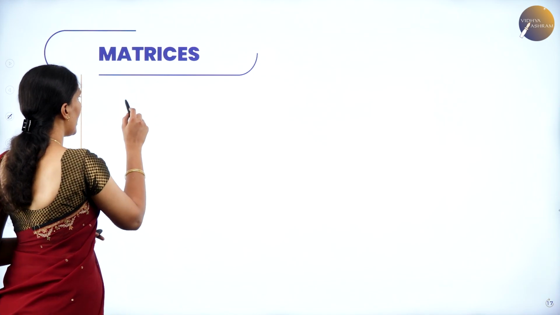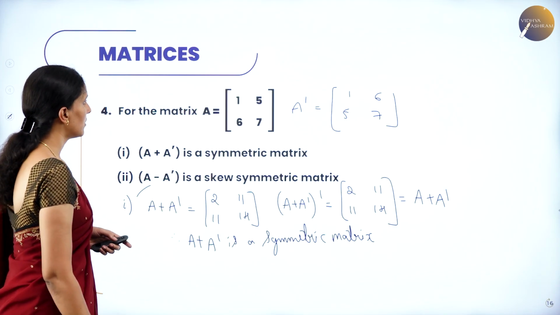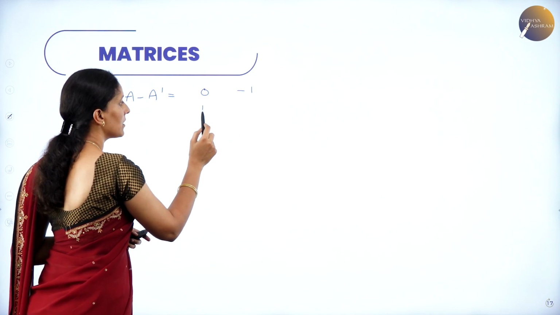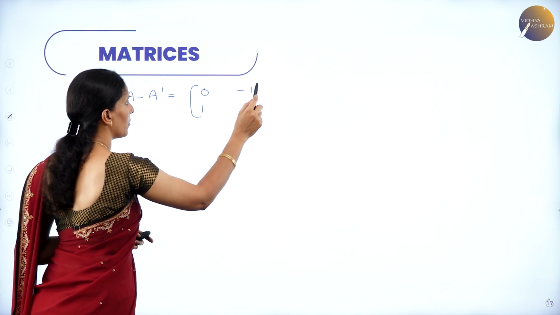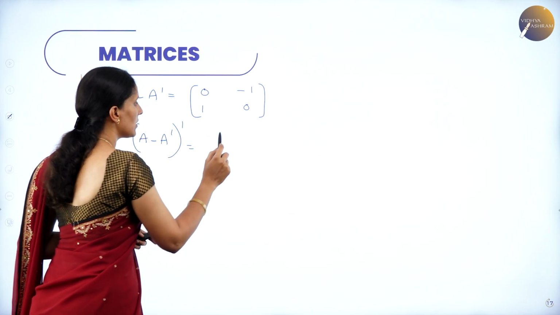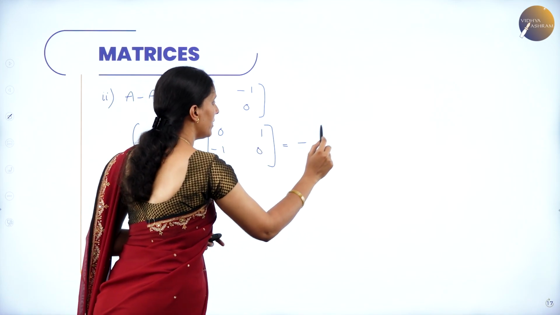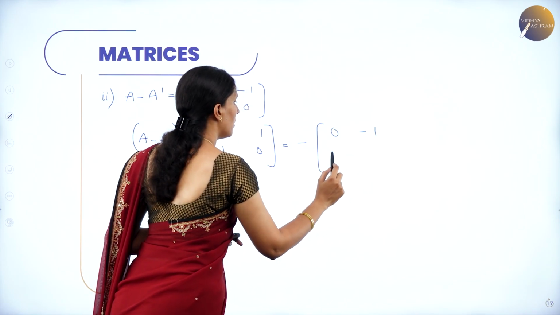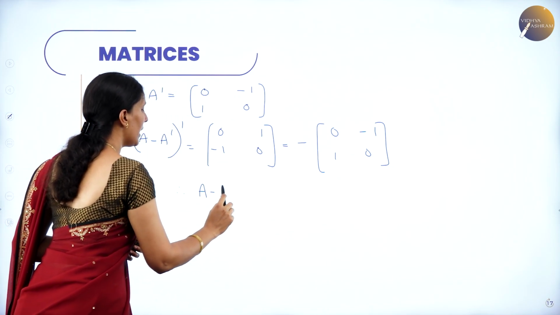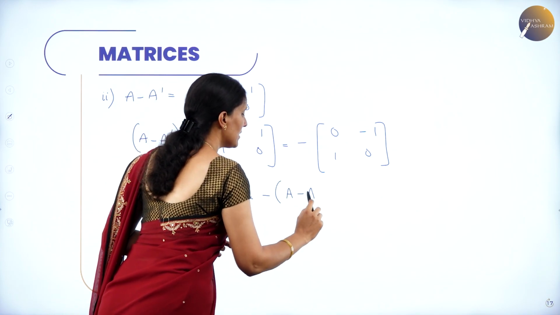Next we will see A minus A dash. What is A minus A dash? So 1 minus 1, 0, 5 minus 6, minus 1, 6 minus 5, 1, 7 minus 7, 0. Let me take the transpose of this matrix. Take the transpose. So it is 0, 1, minus 1, 0. Take minus outside. 0, minus 1, 1, 0. So clearly, A minus A transpose whole transpose is equal to minus of A minus A transpose.